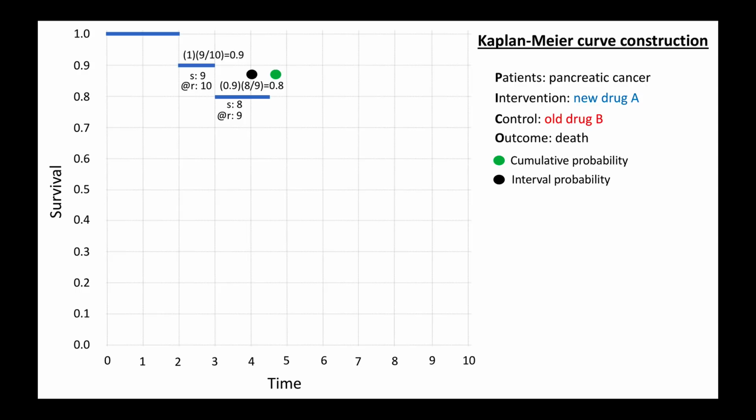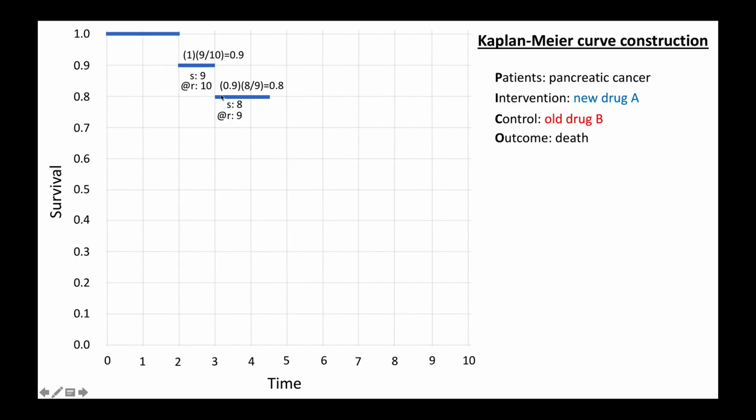Now, if we were to take a look at our first computation, it's the same thing. If we had a total of 10 patients here at risk and 9 made it, this is the interval probability, and the cumulative probability here was 100%. Why? Because 100% of patients were alive in this first interval, which is where we got the 1.